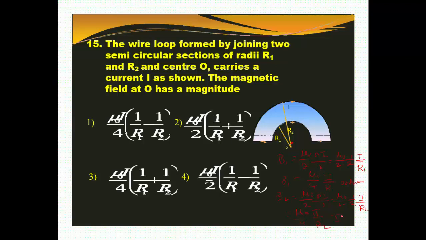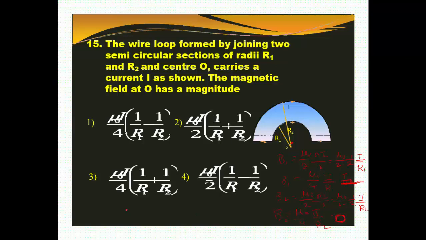Sorry, confusion. So it is inward. Sorry, this will be inward. This will be outward. Yeah. This is outward, B2. B2 is outward and B1 is inward according to right hand clasp rule. If you go for theory part, right hand clasp rule, for current in clockwise, the magnetic field is inward. For anti-clockwise, it is outward. Inward is for clockwise, outward is for anti-clockwise current. Okay.